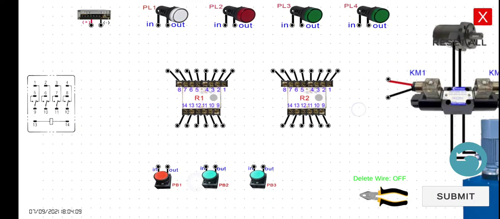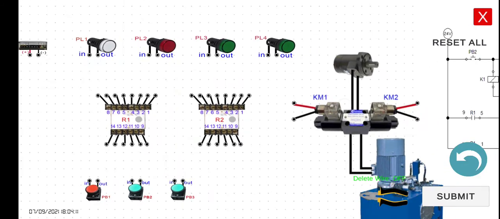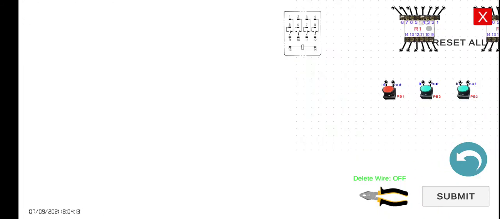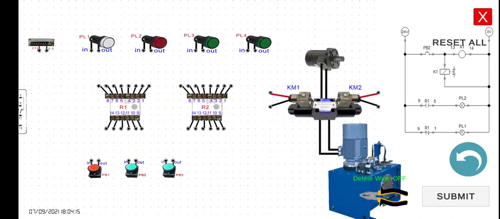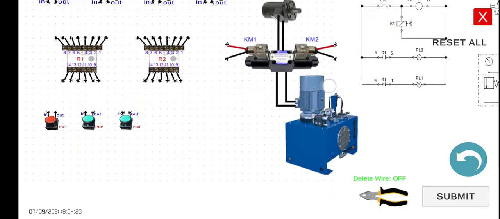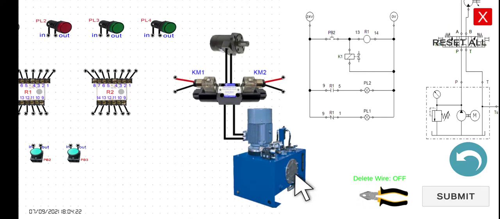As what we can see, this is quite similar to the relay modules that we had. However, we already have the power circuit here. So the load for our activity is a hydraulic motor. This is the hydraulic pump, this is the hydraulic solenoid valve, and then this one is the hydraulic motor.